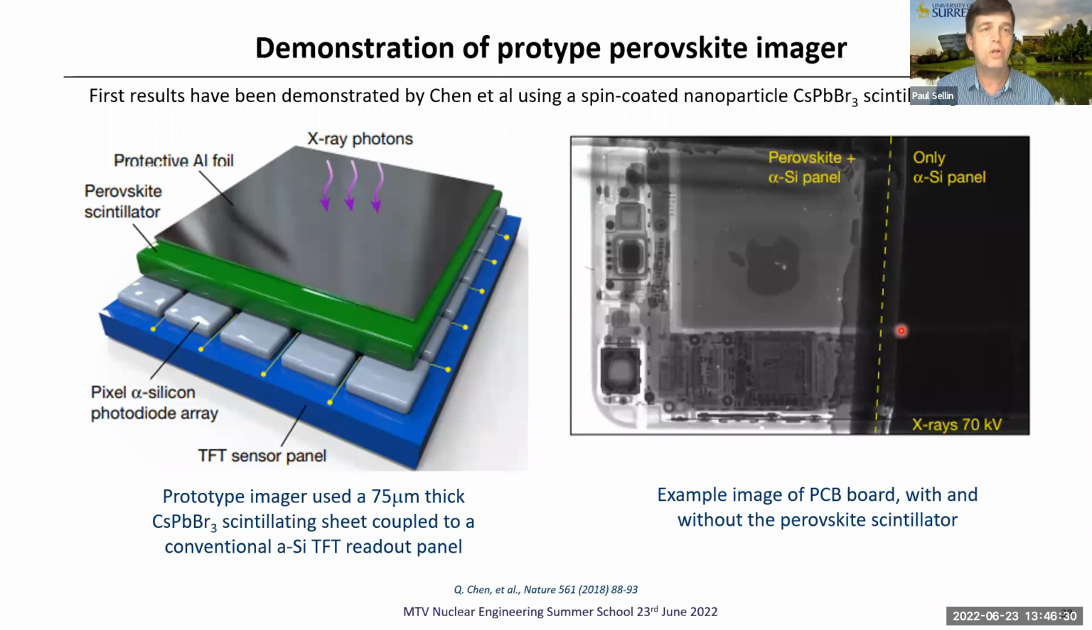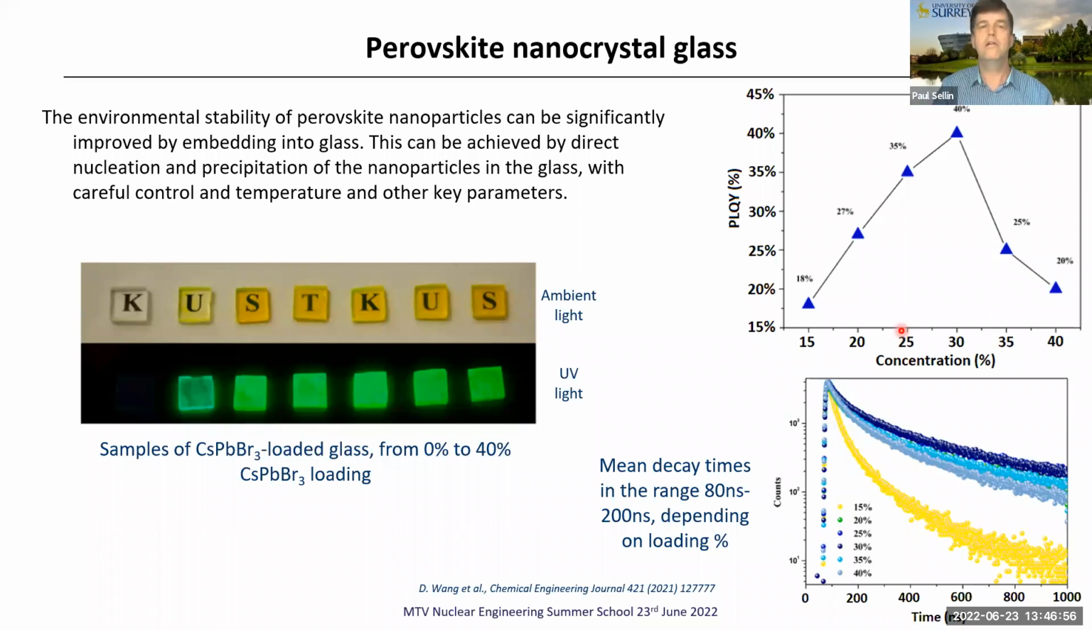And a practical first demonstration of perovskite imaging detectors. This was a perovskite scintillator put on top of a standard amorphous silicon TFT sensor panel. So this is a perovskite X-ray imager, but working in scintillation mode rather than in direct detection mode. Other reports have shown perovskite-loaded nanocrystals in glass, which again have shown some really nice bright luminescence as a function of loading.